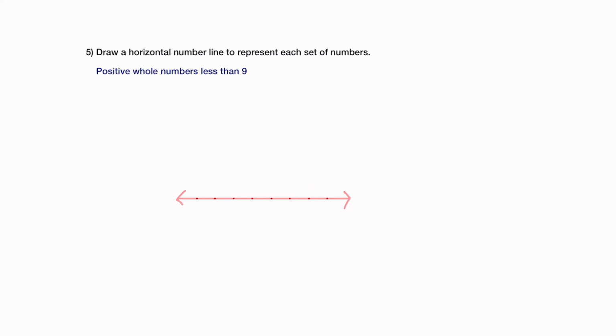Draw a horizontal number line, which we have here, to represent each set of numbers. Positive whole numbers less than 9. The whole numbers means they do not have decimals. They are not fractions. They're just simple numbers like 1, 2, 3, 4. Okay. So whole numbers less than 9. So it starts with 1. 1, 2, 3, 4, 5, 6, 7, 8. And 9. Do we include 9? We don't because it says less than 9, right? So these are the numbers that we need to plot on the number line.